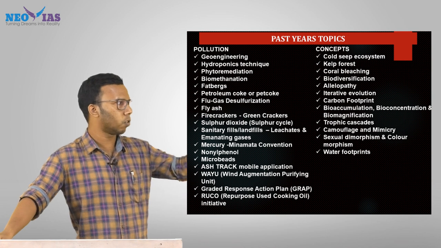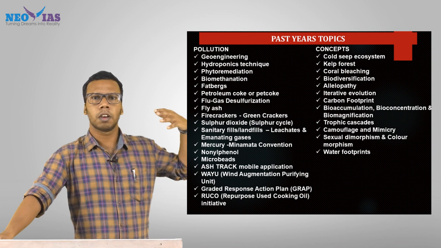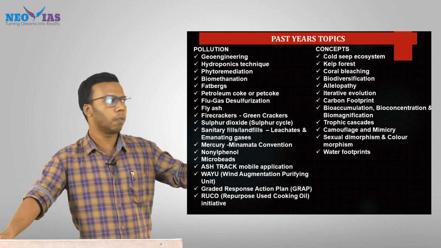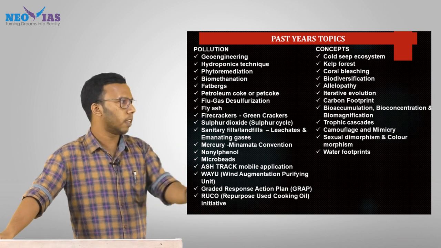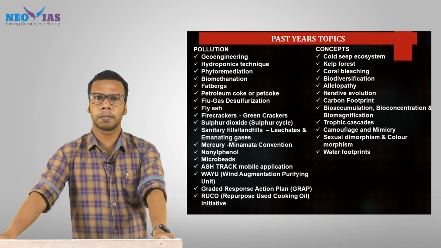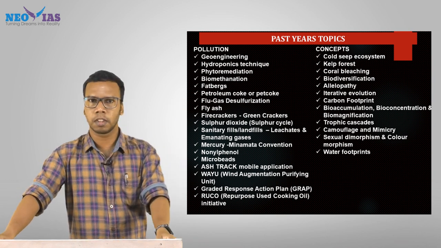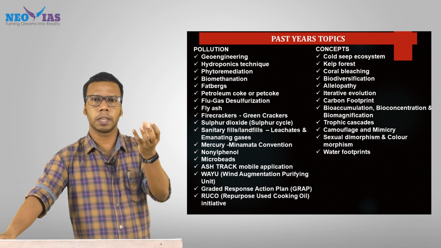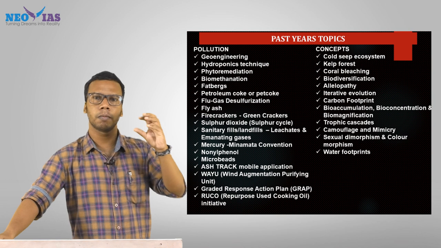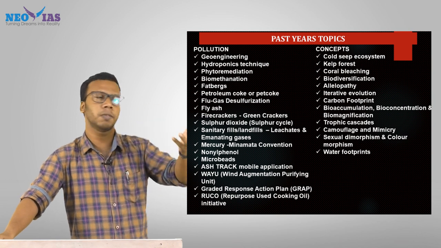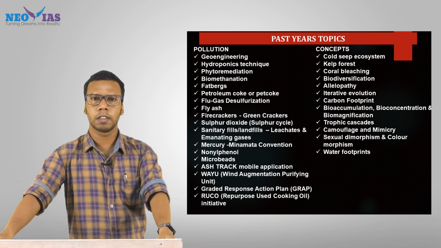Then, sulfur dioxide. In order to remove the sulfur content from the exhaust of the thermal power plants and all, we are having this flue gas desulfurization technique. Then, sanitary landfills. You need to know what is the sanitary landfills. From the sanitary landfills, the leachates and emanating gases are emerging. Leachates means some kind of liquids which are coming out from the landfills, and emanating gases are the poisonous gases which are coming out from the landfills, right. Then mercury and Minamata convention.